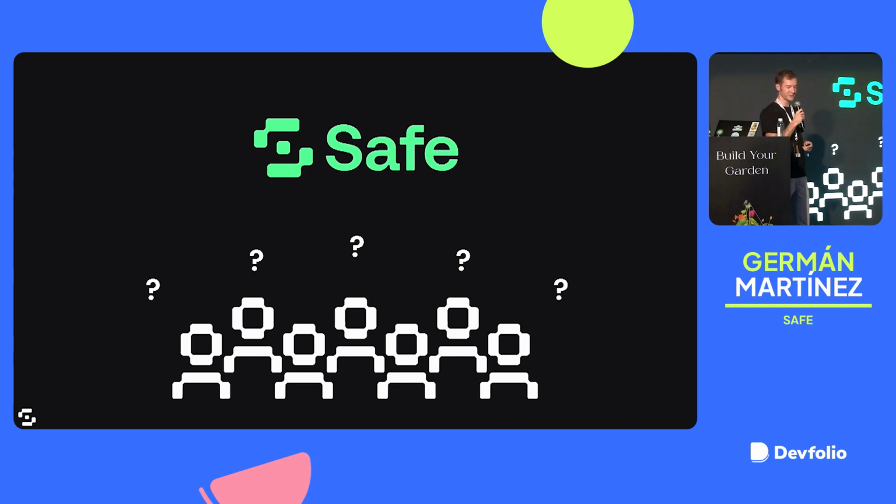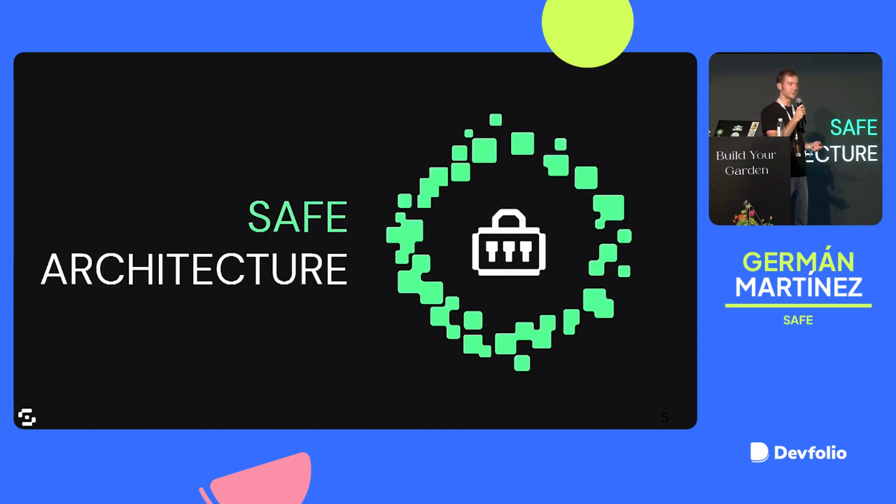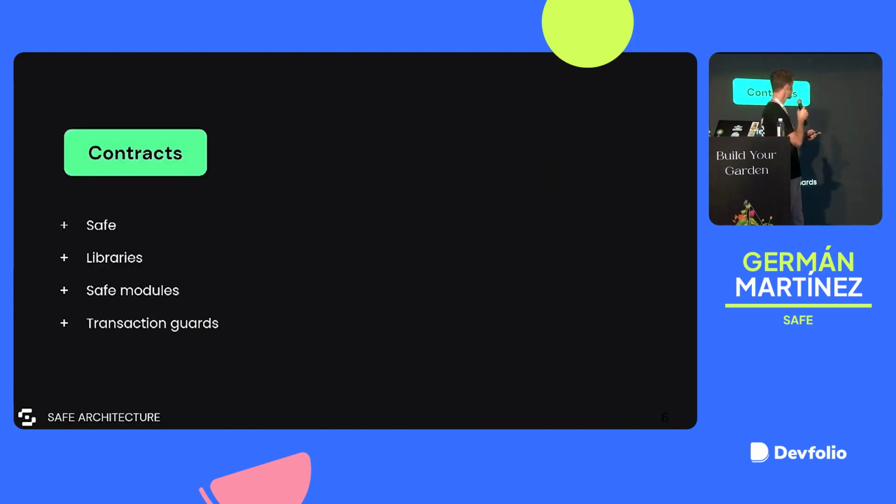So let's start with the Safe architecture, a brief overview. We have different layers. The main one is the contracts, the most critical one, and there we can find the Safe contract itself. There are a couple of contracts that interact among each other. Then we have some libraries, for example the multisend that allows executing batch transactions. We also have the Safe modules and Safe transaction guards that we'll see later.